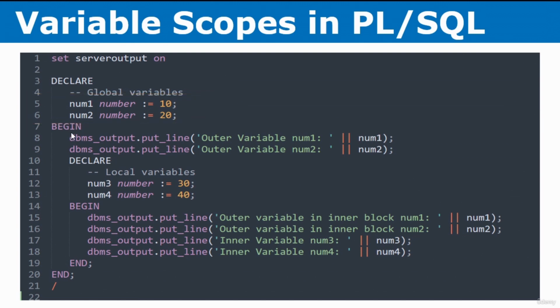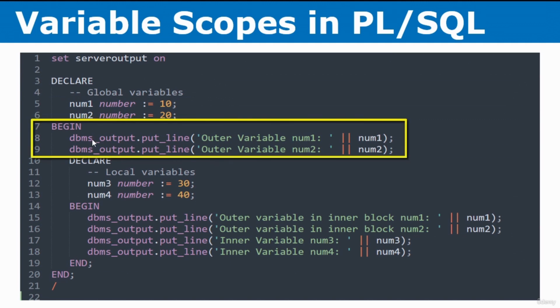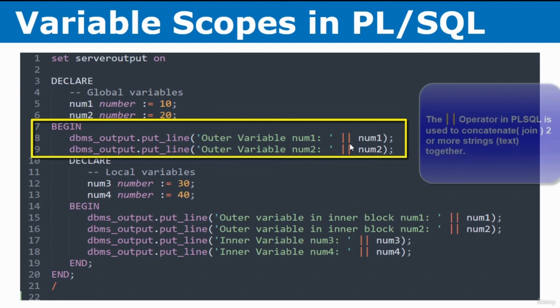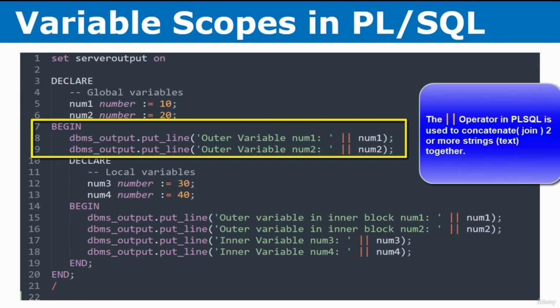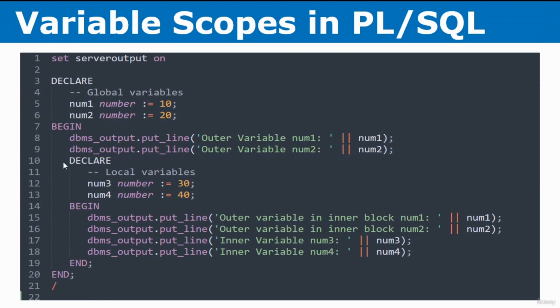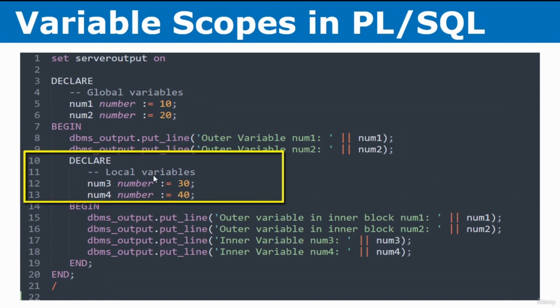And then in the begin section, I've got two outputs that are going to be displayed. Notice that on lines number 8 and 9, I've used the pipe operator. The pipe operator is used to concatenate two or more strings together. I've got another block within this PL/SQL block. On line number 10 here, I'm declaring some local variables. So this is an inner block, and inside that inner block, I've got two variables declared and initialized.